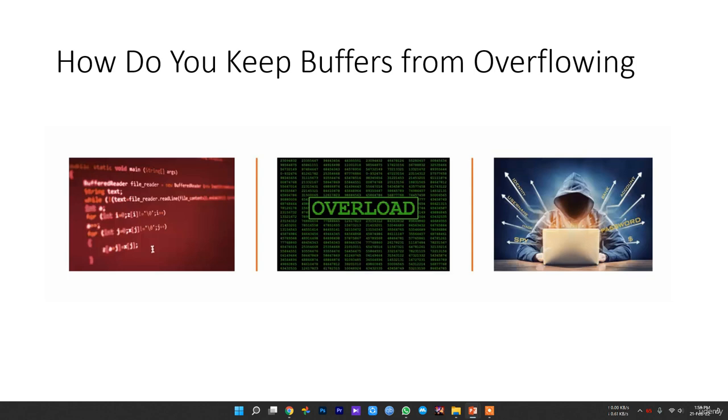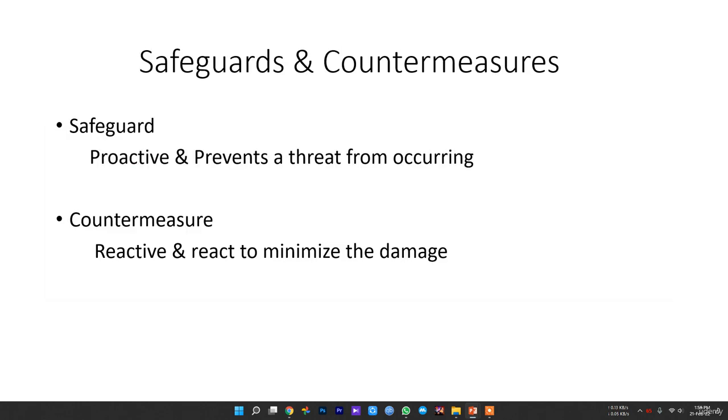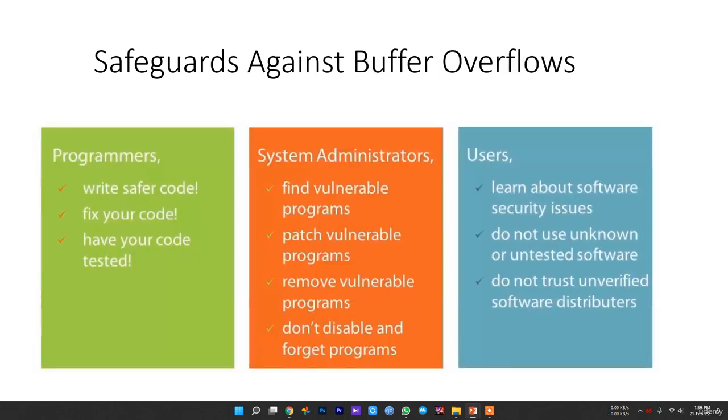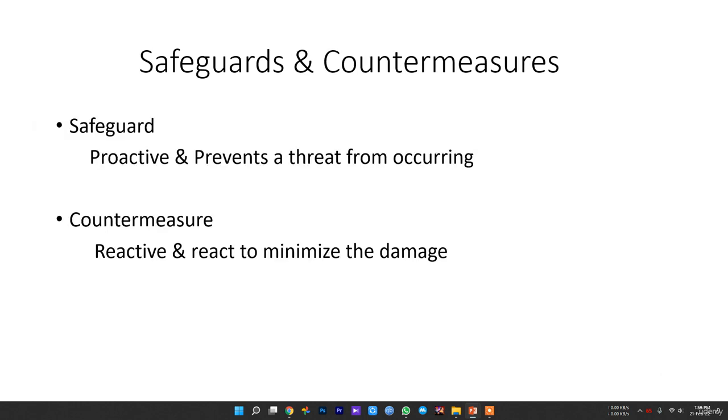So how do we keep buffers from overflowing? By safeguards and countermeasures. Safeguards and countermeasures add to our overall risk mitigating strategy. Safeguards will not necessarily prevent every intrusion attempt, but they are part of the proactive mitigation strategy.